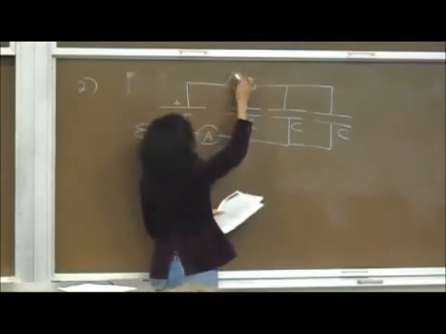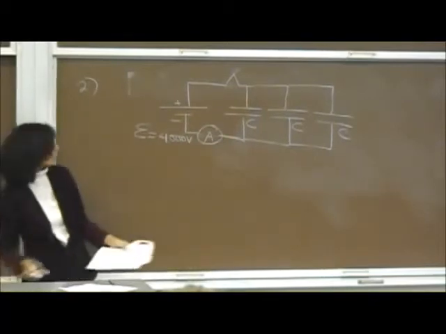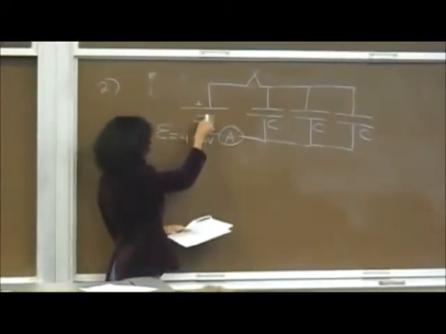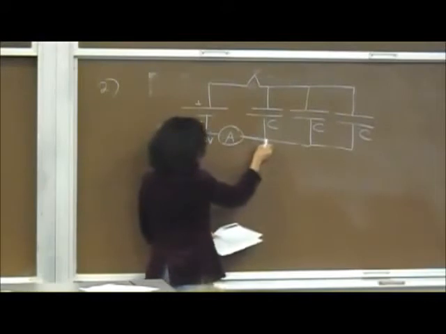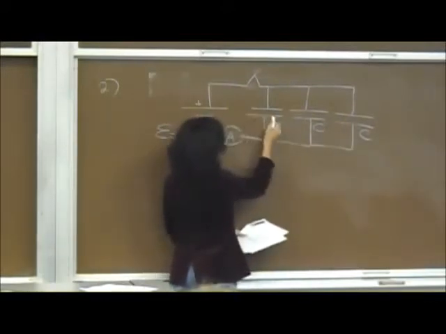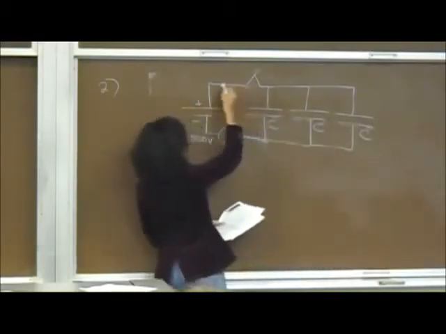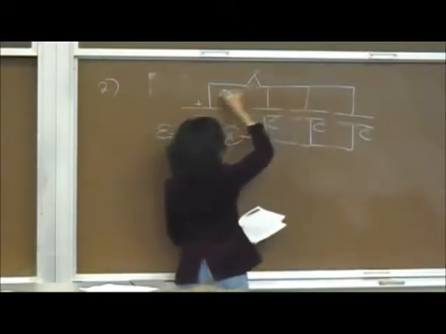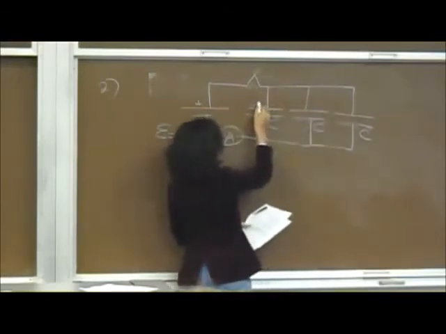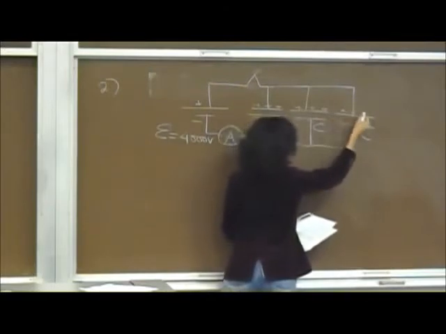So as soon as we close the switch, what do you think will happen? You can see that there are electrons that will start flowing. Some of them will go here, some of them will go here, some of them will go here. So the electrons will accumulate on these plates. Where are they coming from? They are coming from this direction, right? So what will happen on these plates? We will get an equal amount of positive charges.